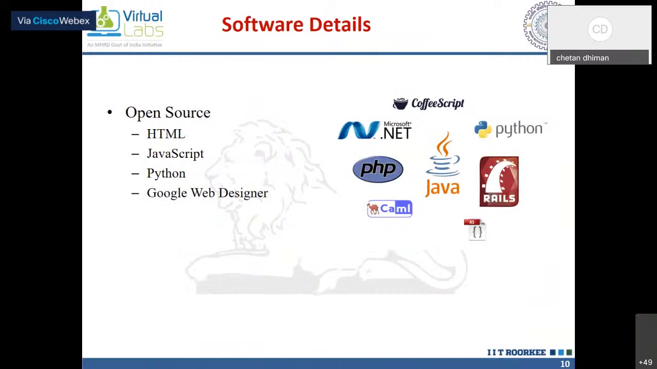So these are the details of the open source software. For the development of the simulators of online labs, we generally use open source software because it is free to use and very convenient to convert from one platform to another. These are the software: HTML, JavaScript, Python, and Google Web Designer. These open source software help us to develop the online labs. So we are only looking for people who have a good grip and good programming skills in these languages.